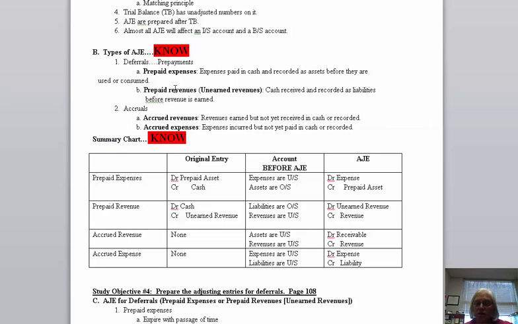So work on those definitions. Make sure you can get all 3 parts to each definition. Then I'll come back with another video that talks about each individual item. We'll have 1 video per adjusting entry type.